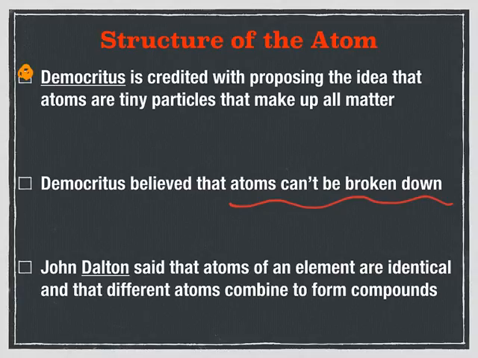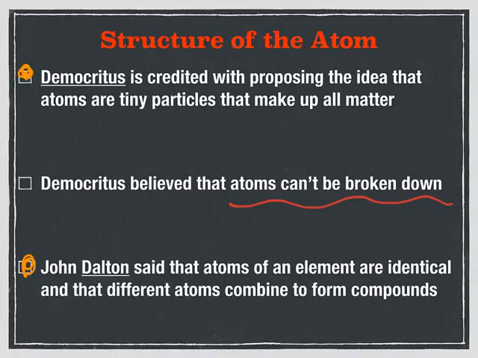characteristics. Now, quite a bit later, there was a scientist named John Dalton. Okay, and he actually had a lot of statements about the atom. We summarize it in one sentence, but probably in high school you'll study John Dalton quite a bit more in detail. The key point for John Dalton, he said that atoms of an element are identical. And the other component, that different atoms combine to form compounds.